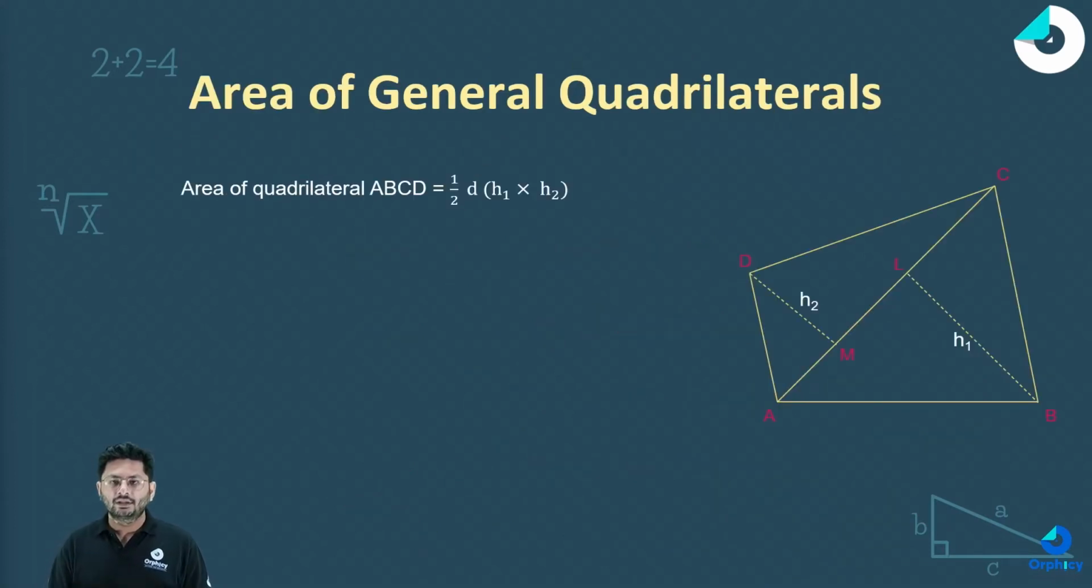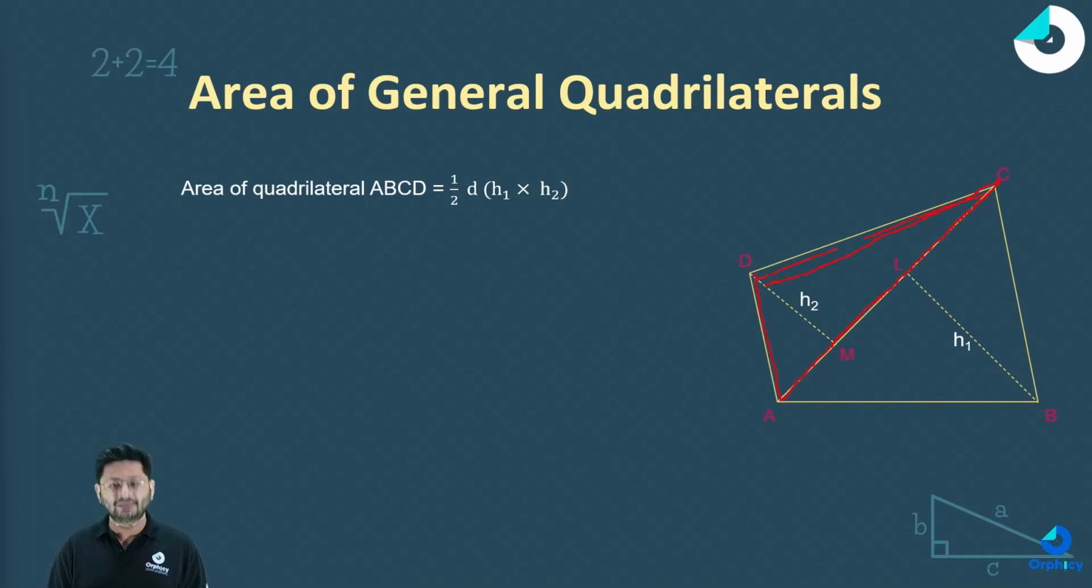Great. Now let's talk about a general quadrilateral and the area of the same. So if we talk about this quadrilateral ABCD, where H1 and H2 are the heights or the altitudes given of the two triangles, and we can calculate the area of this.